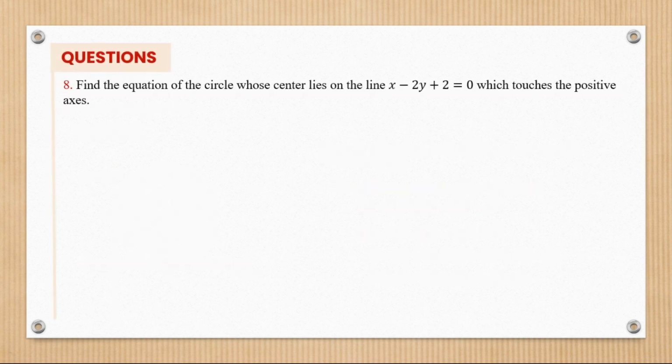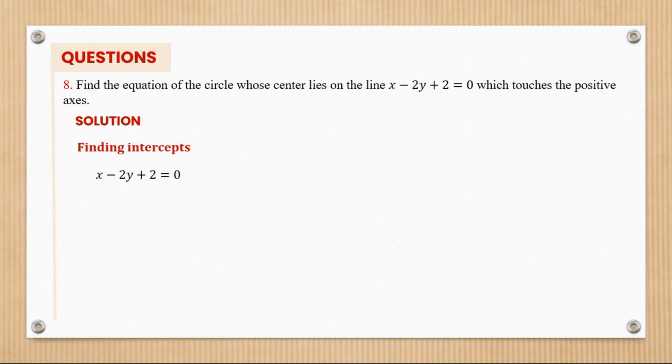Question 8. Find the equation of the circle whose center lies on the line x minus 2y plus 2 is equal to 0, which touches both the positive axes. It touches the positive axes. So the difference in these questions, you've been given a line. So whenever you're given a line, it is good to first find the intercepts. So now let's first find the intercepts in this case.